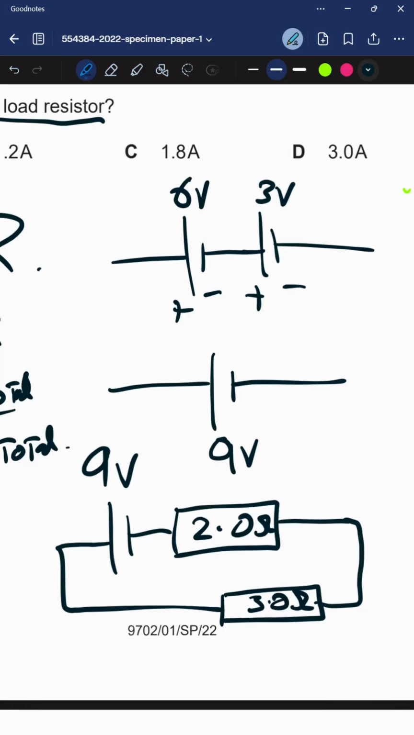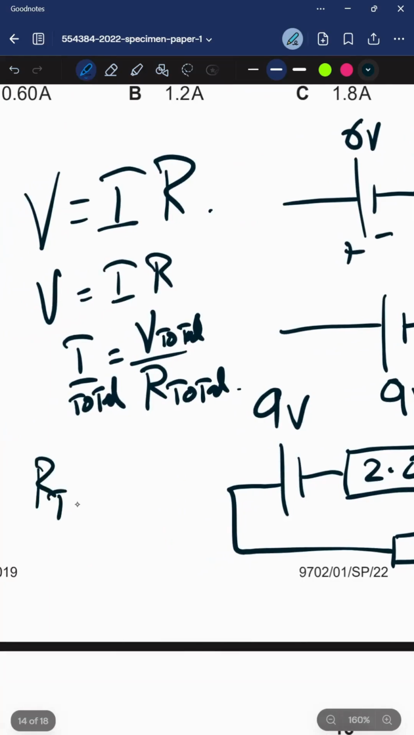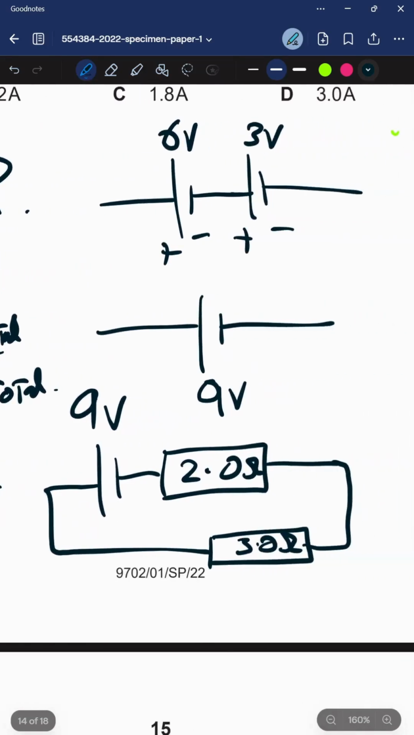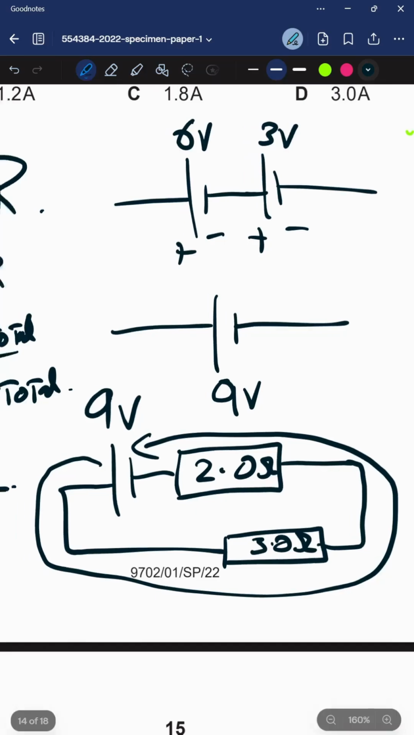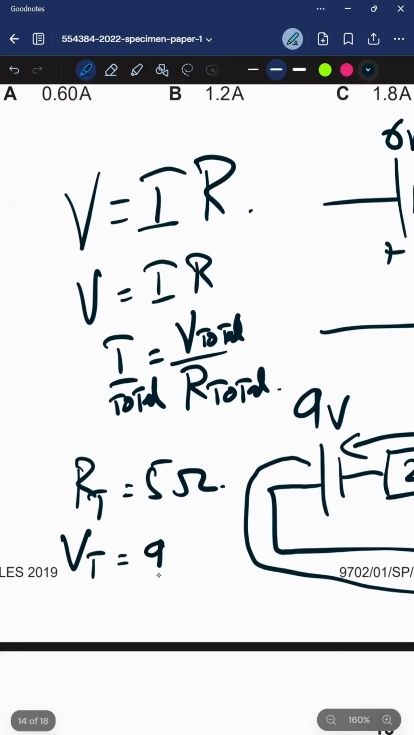Now the total resistance in your circuit is 2 plus 3, 5 ohms, right? So R total will be 5 ohms. Why? Because the circuit is in series. If you ignore this battery, the circuit is in series, the current will flow like this. So the resistances are in series, so we sum them up, and you get 5 ohms total resistance, and V total is 9 volts, right?